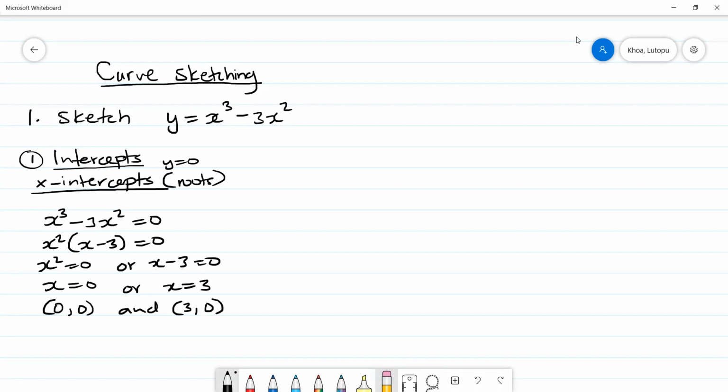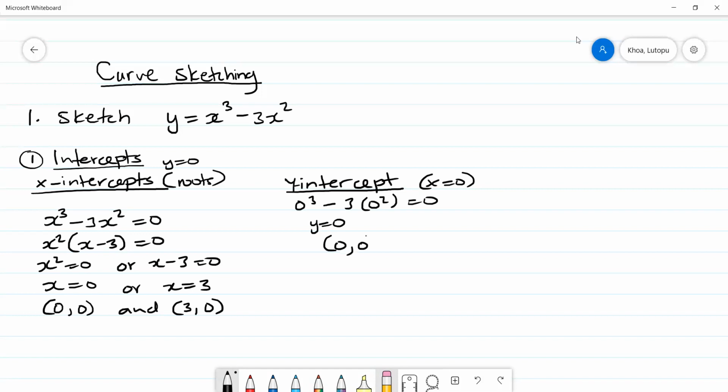Then the y-intercept. At the y-intercept, x is equal to 0. So we have 0 cubed minus 3 times 0 squared, which is equal to 0. This means our y is 0. So the y-intercept is the same as this x-intercept, the origin. So that is step number 1.